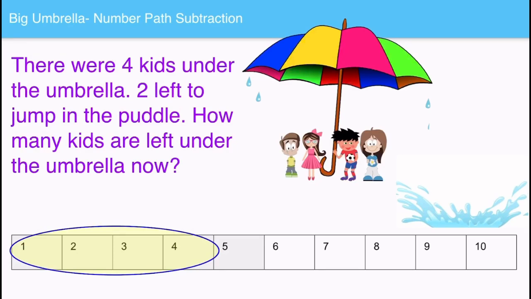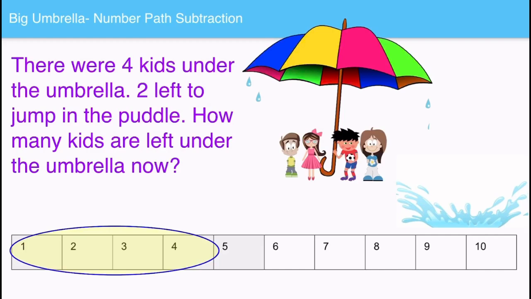Next, we need to see the next part of our problem. 2 left to jump in the puddle. So that means we have to say bye to 2 friends. So what that means is, how many counters are we going to take away? I want you to turn and talk and tell somebody you are with right now at home how many you're going to take away.